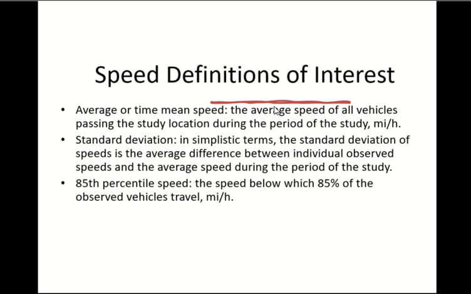And then we have the 85th percentile speed, which is important for design. For traffic flow analysis, we can use average or mean speed. But for design, we don't use mean. Why not? Why don't we use mean for design?